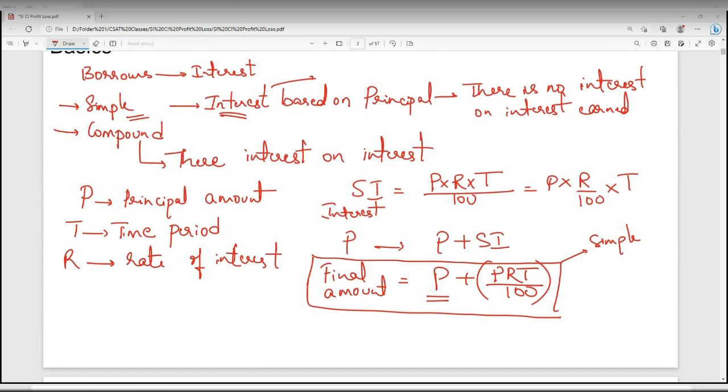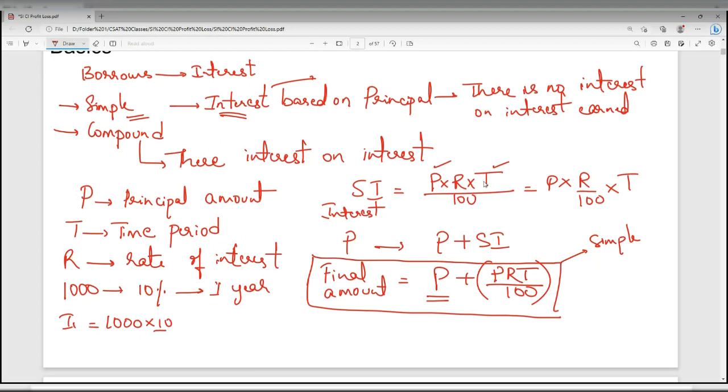So in simple interest, the interest amount is given by the formula P into R into T divided by 100. This is the interest that you have to pay for borrowing a certain amount, that is P, for duration T. For example, if you have taken 1,000 rupees and the simple interest rate is 10%, and you have borrowed it for 1 year, the interest would be 10% of 1,000.